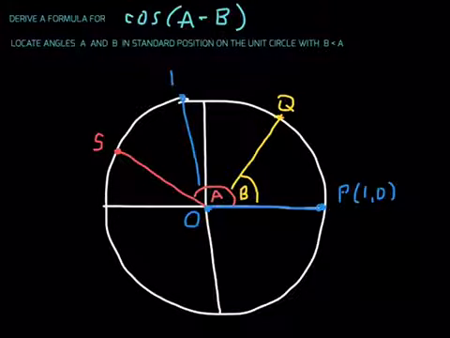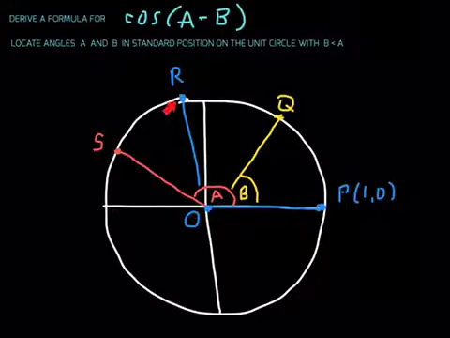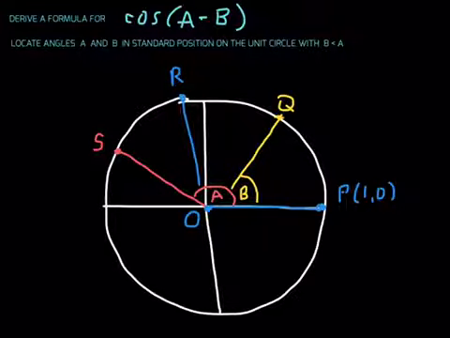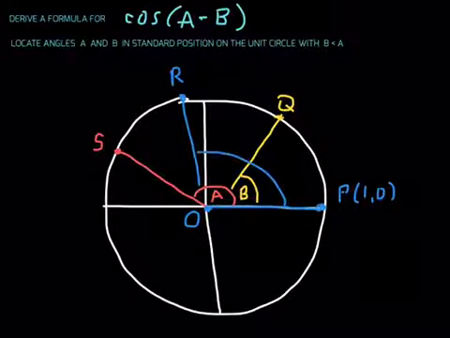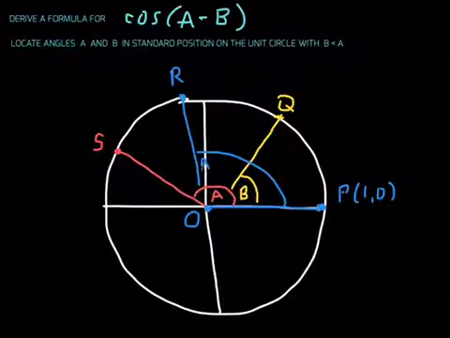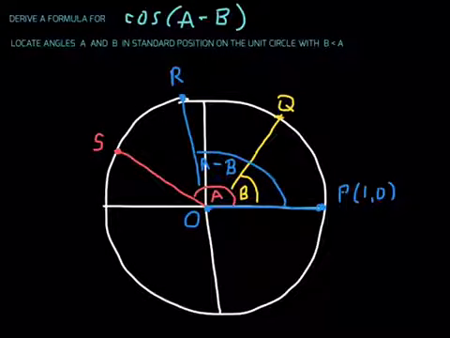Point R on the unit circle is there because this angle, POR, is equal to the difference A minus B. So this angle here, from there to there, has measure A minus B. Hopefully you can see this, I'm writing A minus B. The measure of this angle here is A minus B.